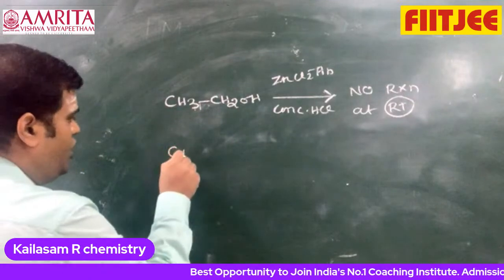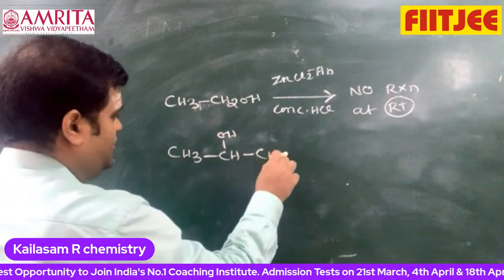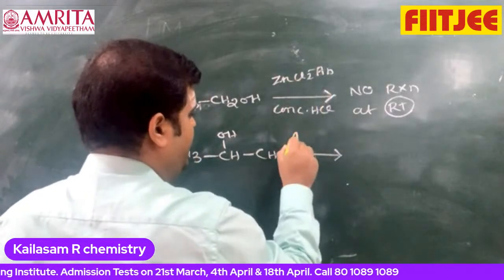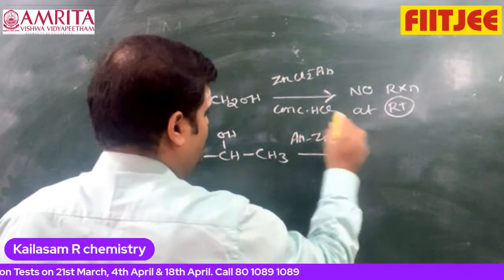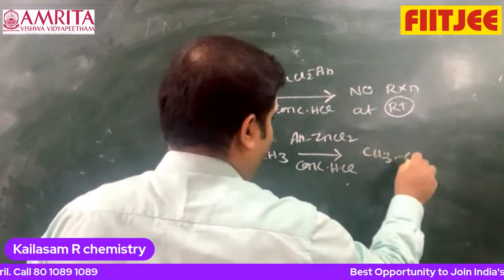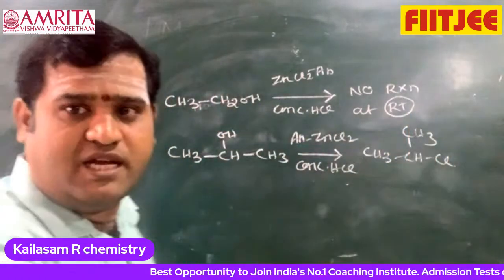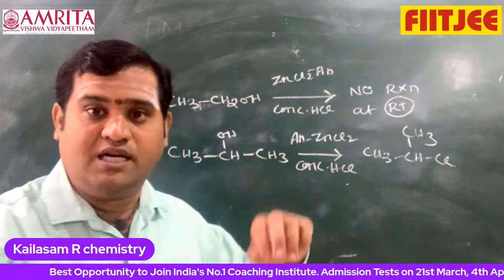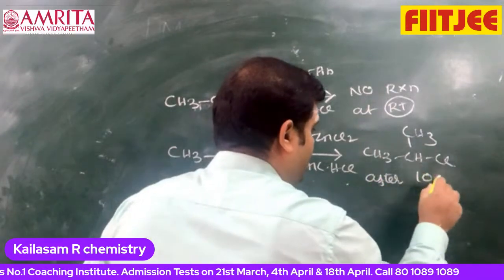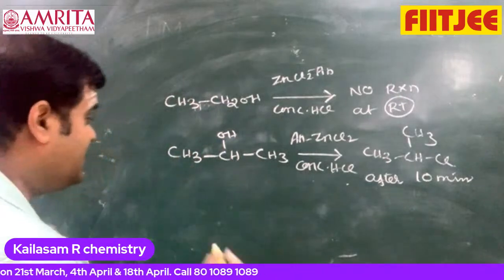Now I'm taking secondary alcohol, CH3CHOHCH3. Same thing, Lucas reagent, anhydrous ZnCl2 and concentrated HCl. I'm going to get CH3CHClCH3. It forms a precipitate or turbidity after 10 minutes. Now I am working with tertiary alcohol.